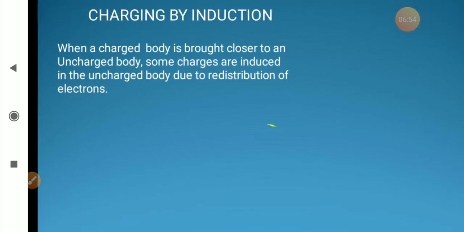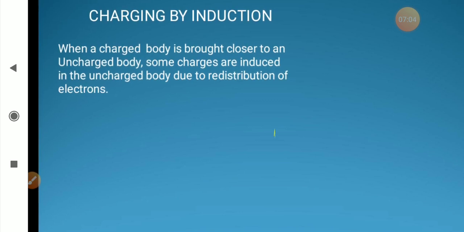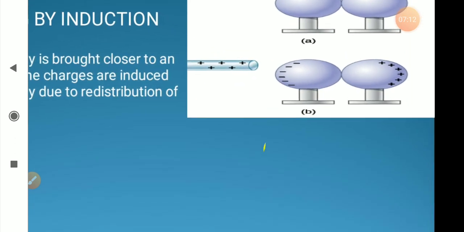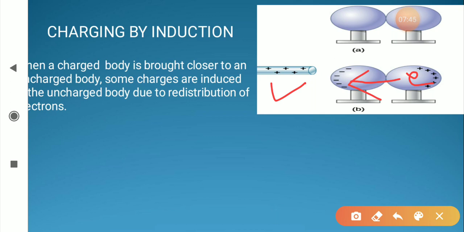Now, when a charged body is brought closer to an uncharged body, some charges are induced in the uncharged body due to redistribution of electrons. So let's see this example. Here we have two metallic spheres placed in contact with each other, and then they are mounted on insulated stands. Now, when a charged rod is brought closer to them, this positively charged rod attracts electrons. So electrons get attracted from this side to this side. So obviously the nearer end becomes negatively charged because of excess of electrons, and the farther end has deficiency of electrons, so it becomes positively charged.